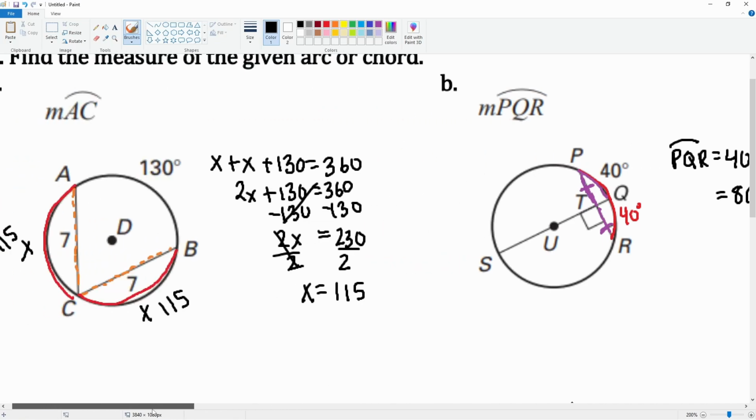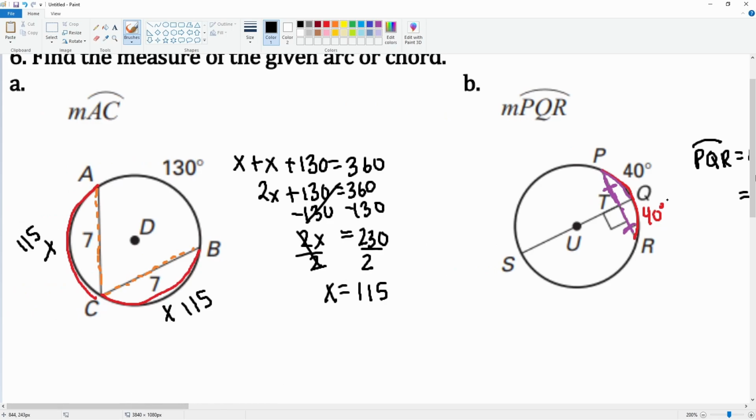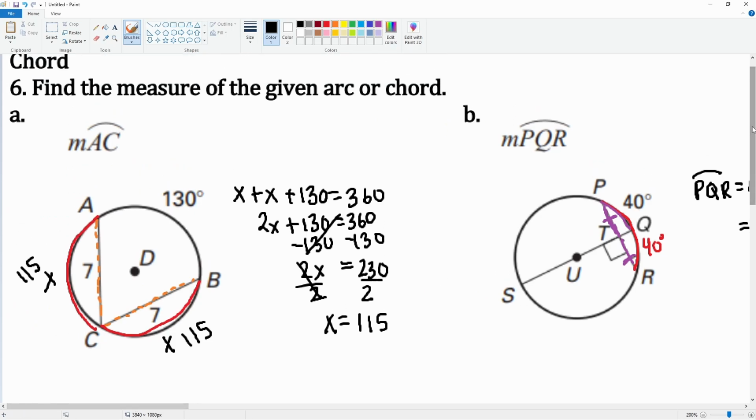So there you go. That is how we use the chord properties to help us set up the equation and solve for a missing arc.